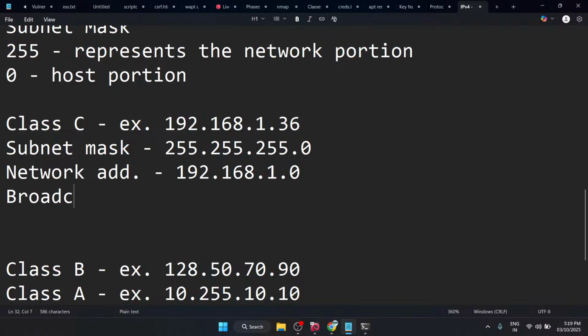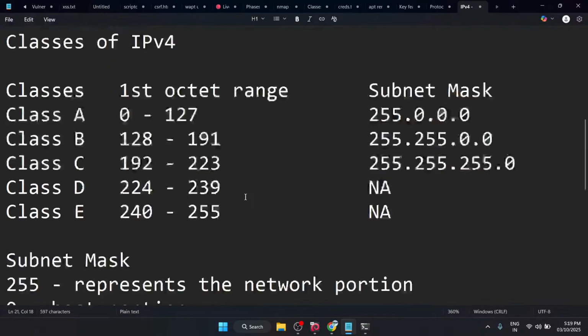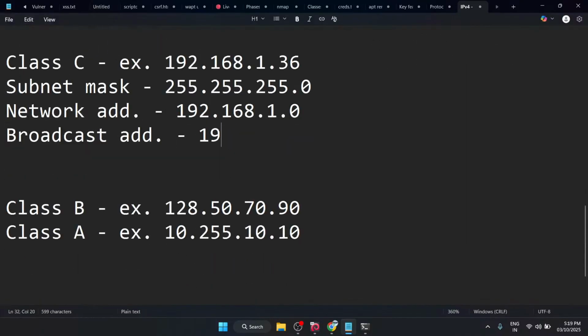Now, there is one more term, broadcast address. What about the broadcast address? It's same as the network address, but instead of 0 at the host portion, it's gonna be 255 this time. So the IP is gonna be same again, 192.168.1.255. So this is going to be your broadcast address. So the first IP of the network is your network address, and the last IP of the network is your broadcast address.